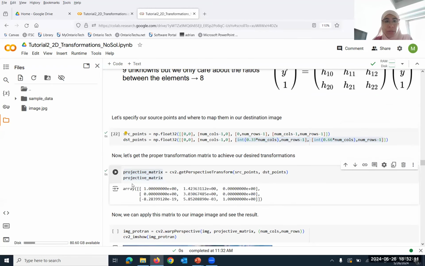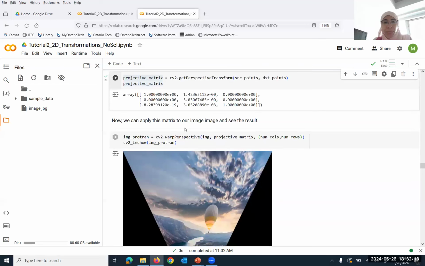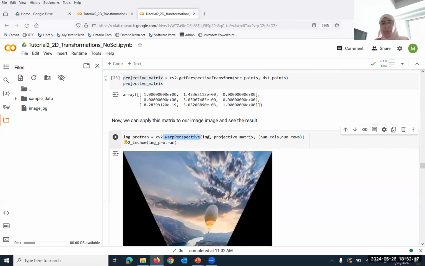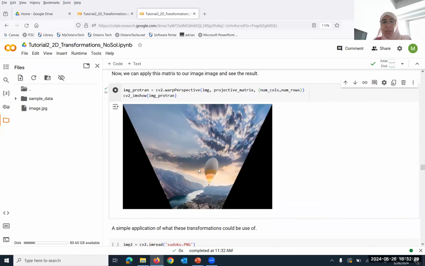If we take this projective matrix, now we're going to warp perspective. It's not warpAffine anymore because we have this 3 by 3 matrix. We give it our image and the final width and height of the output image. You see here, it becomes this kind of perspective distortion. It only happens with the homography.